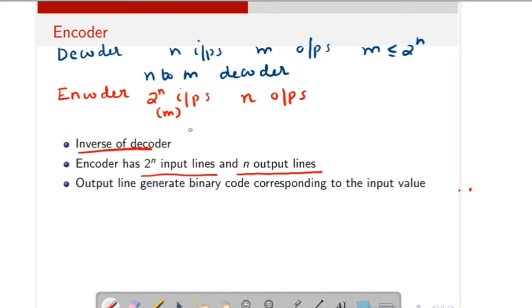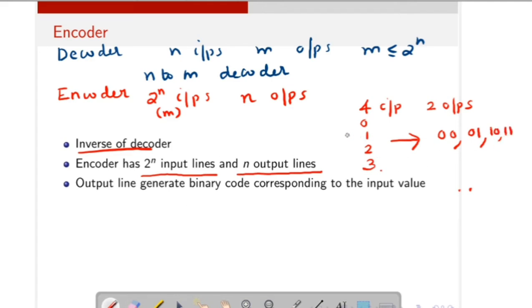In this case, the encoder actually generates the binary code corresponding to the input value. For example, suppose an encoder has 4 inputs, then it has 2 outputs. The 4 inputs are 0, 1, 2, 3. Corresponding to these 4 inputs, this encoder generates the binary value of the input. That means if the input is equal to 0, then the output is 0, 0. If the input is equal to 1, then the output is 0, 1. If the input is equal to 2, then 1, 0. In the case of 3, it is 1, 1.